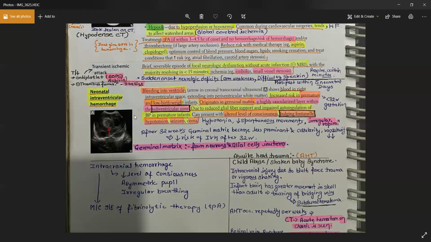Is it the gestation week? Is it the gestation week, which will help you determine the cause?